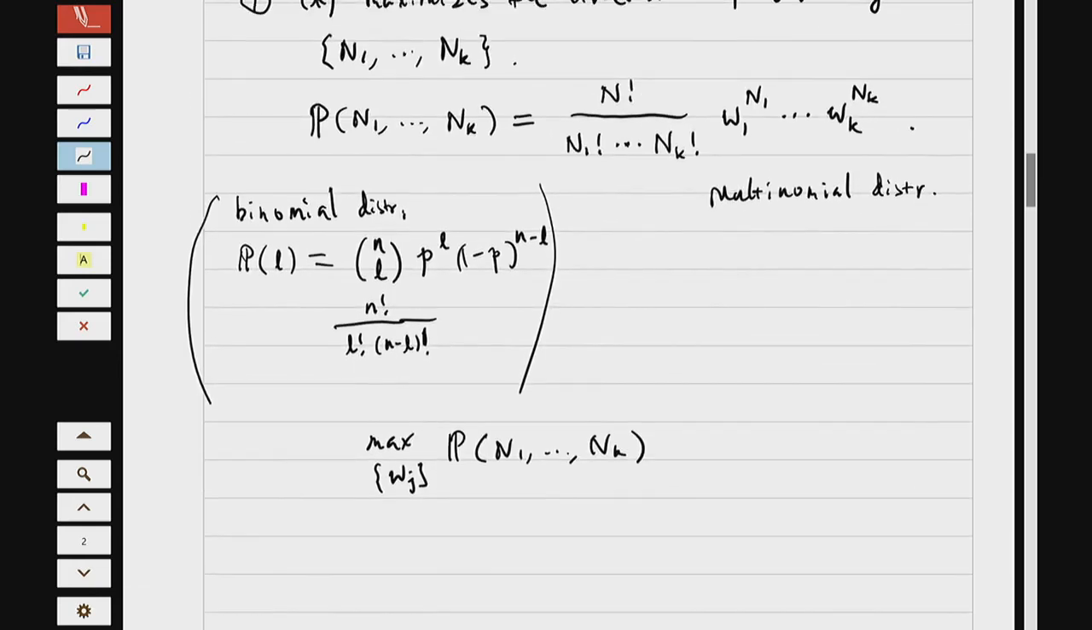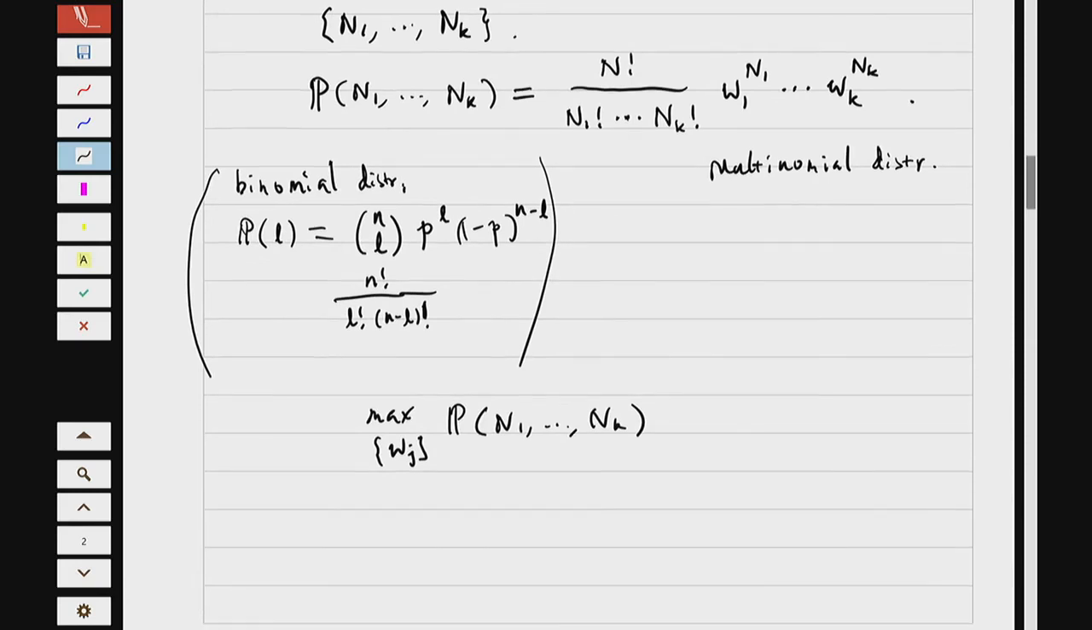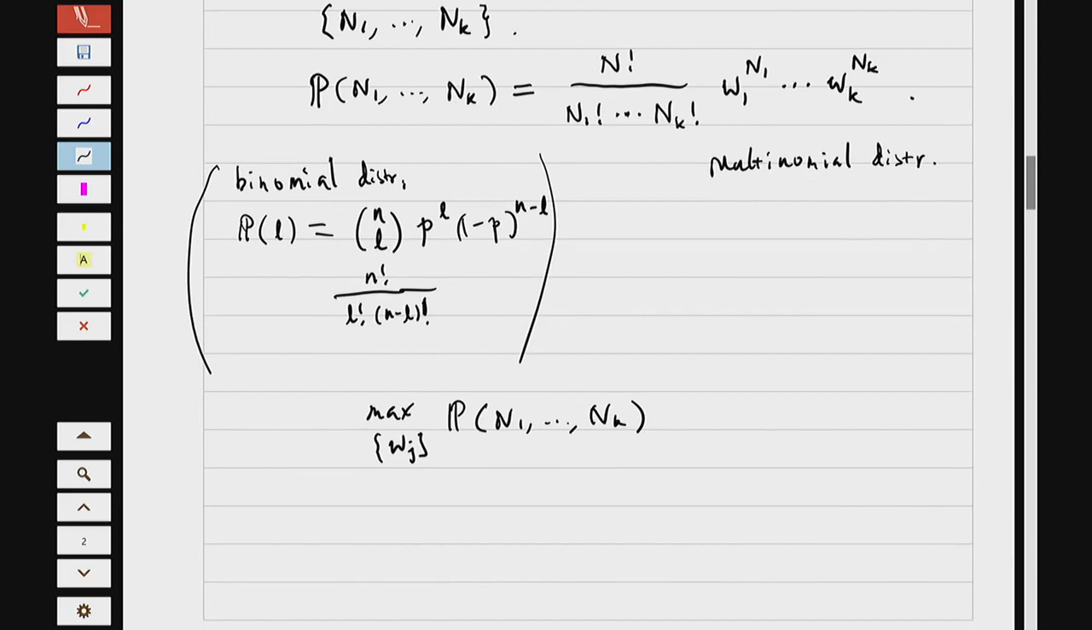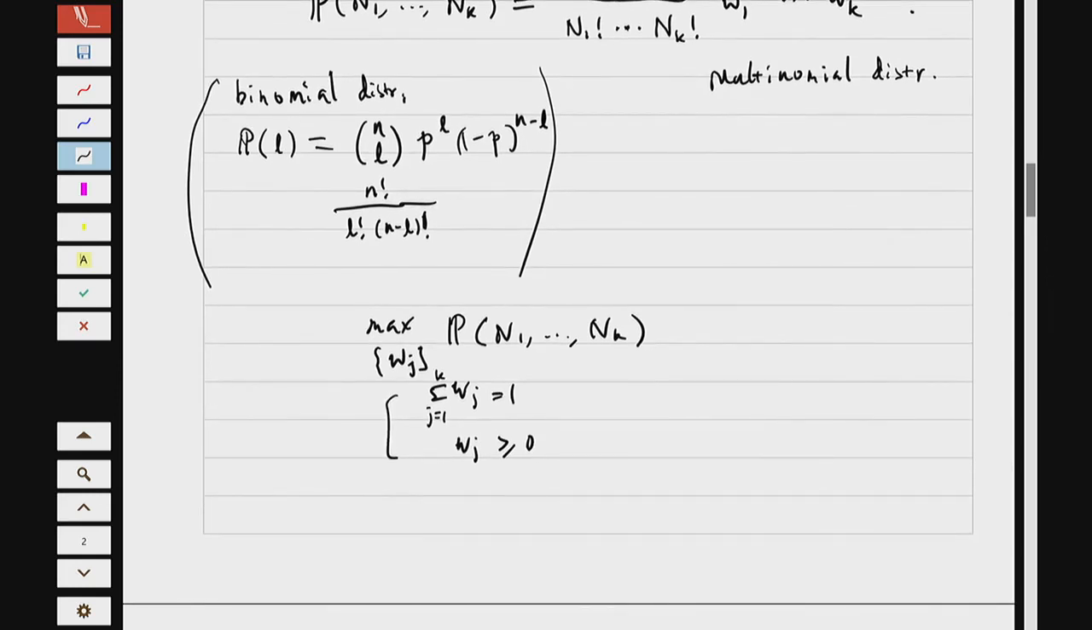It turns out that this is a convex programming problem. You can take a log of that, and you get a sum of logs, which are all convex. And you can solve this convex problem by using the Lagrange method. The reason we're using the Lagrange method is because we need the wj to sum to 1. We have a constraint here: the sum over j from 1 to k equals 1, and wj is greater than or equal to 0. These are the constraints, right? It's subject to, let's say.